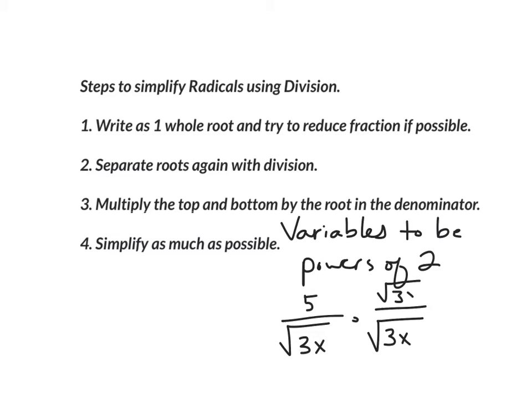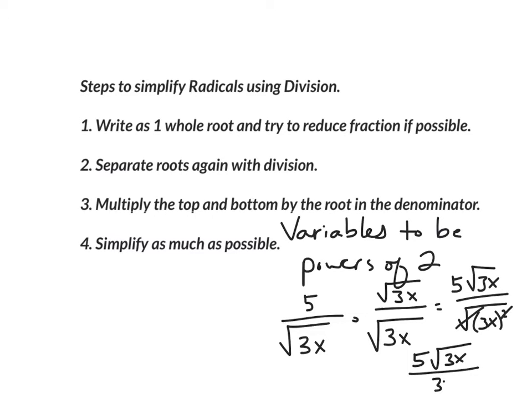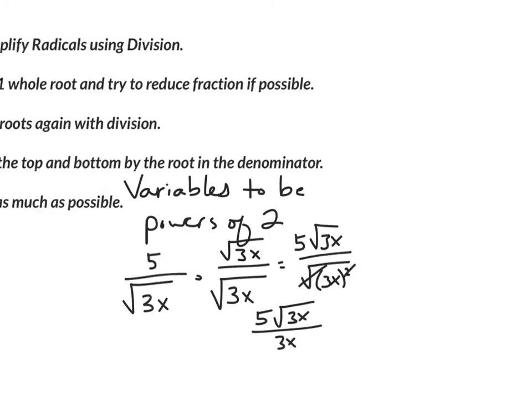So when I do this, that's the 3x. On the top, I would have 5 times the square root of 3x all over the square root of 3x squared. So in this case, the square and the square root would cancel, and I would have 5 times the square root of 3x all over 3x. Notice there's no root in the denominator anymore. So you always want your variables to be powers of 2 or multiples of 2, because the breaking down part is going to be the same process as before. Okay, let's look at a couple of examples here.